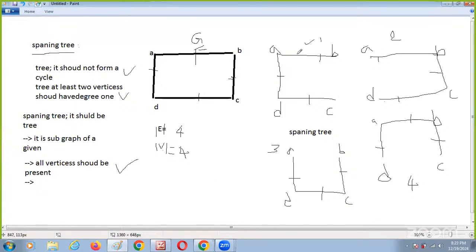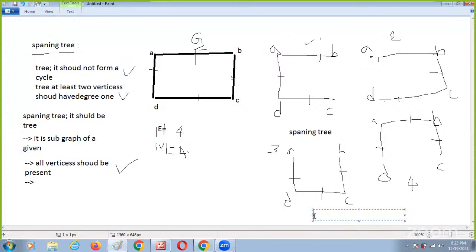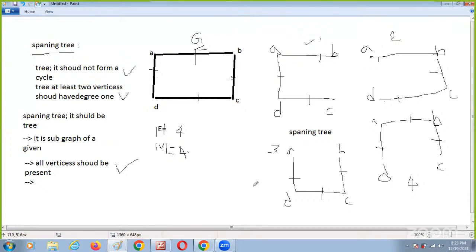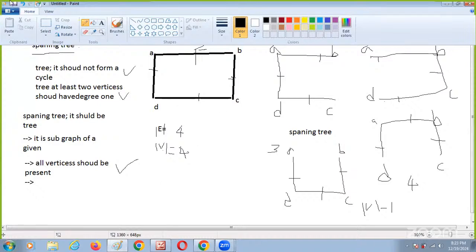The number of edges in the spanning tree is always, try to remember, equal to the number of vertices minus 1. Always remember, number of vertices minus 1. Can anyone tell me now? I have already given the clue: number of vertices minus 1.